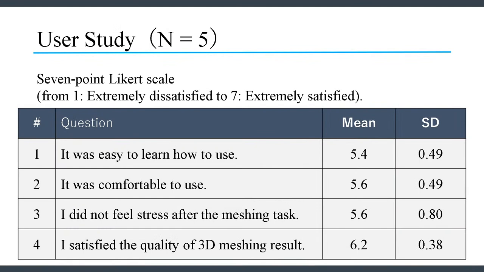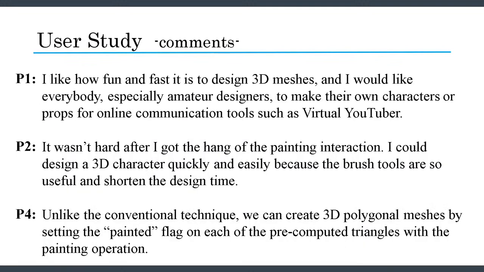This is the score result of the user study. All scores are more than 4. The participants feel our system is useful. In addition, I show the free comments about the proposed system. Overall, the participants reported that the proposed method is straightforward to use and useful.